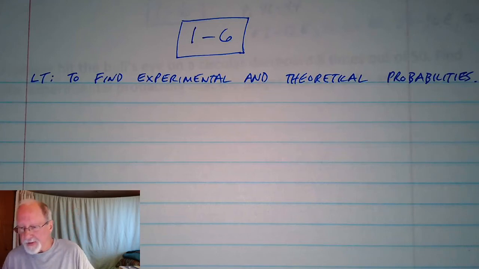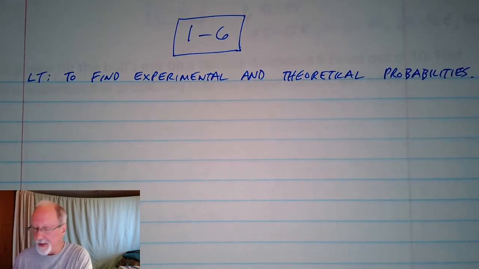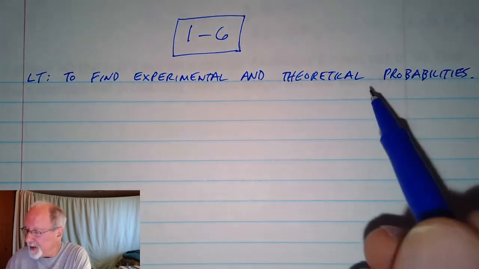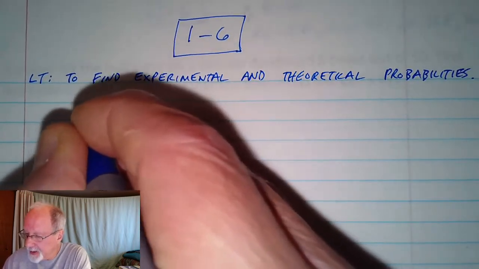Hello, Algebra 2 students. This is the last lesson for Chapter 1. So we're going to go into a little bit about probabilities, and we're going to be dealing with experimental versus theoretical probabilities. And just a simple explanation.